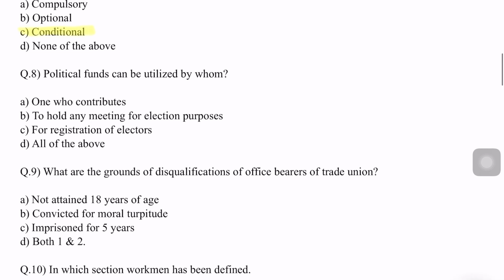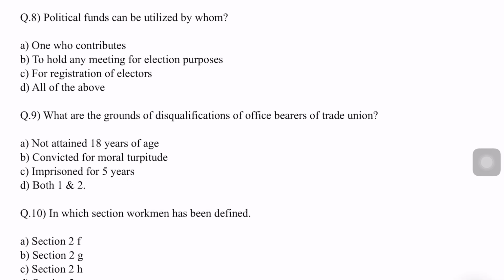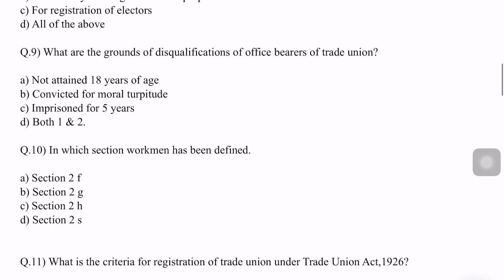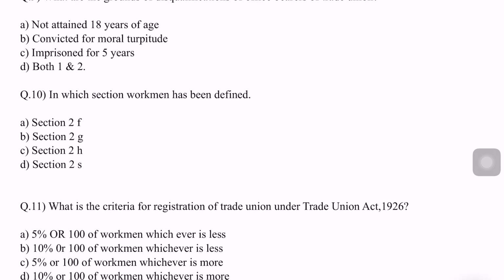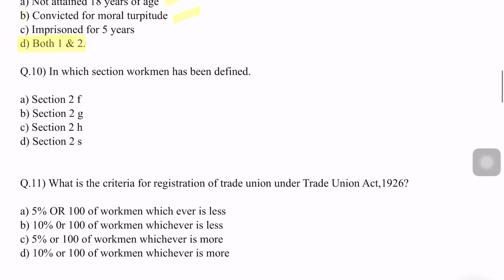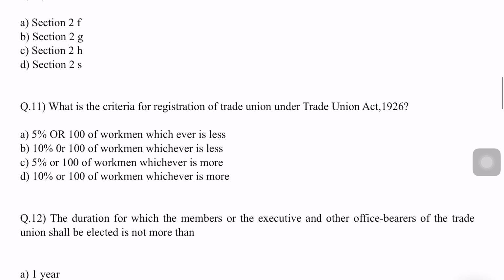Next question, what are the grounds of disqualification of office bearers of trade union? Answer would be both 1 and 2, that is not attained the age of 18 years and convicted for moral turpitude. Next question, in which section workman has been defined? In the initial part of the act, the definitions are given. Workman has been defined under section 2G, section 2 clause G.